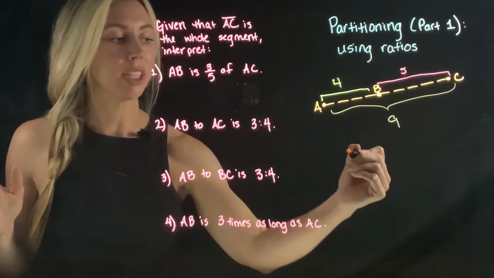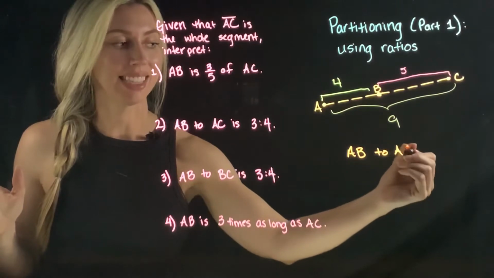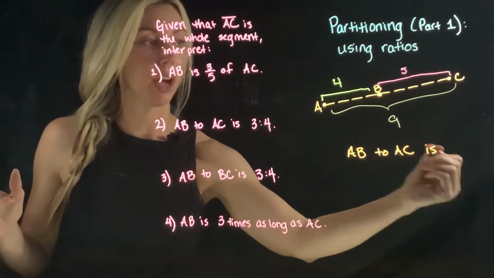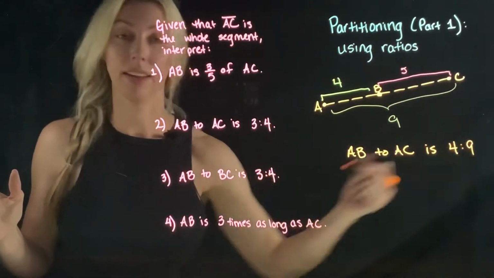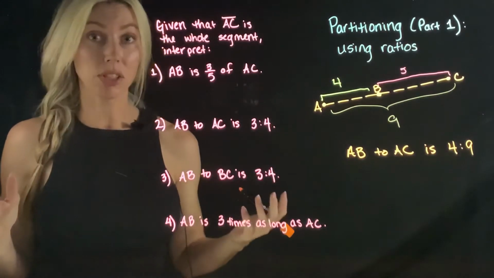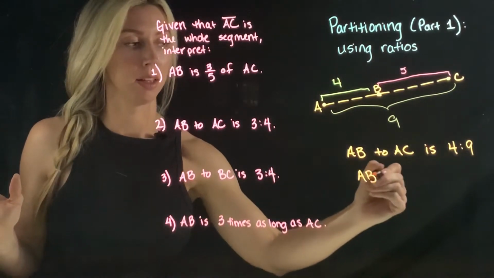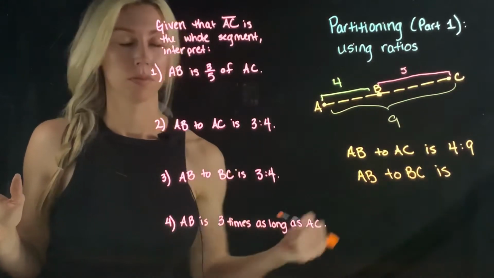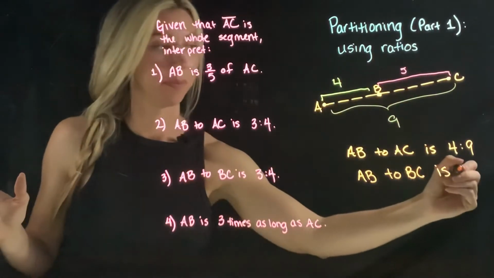So if I said, what is the ratio of AB to AC? If I asked you for that ratio, you would say that that ratio is 4 to 9. I could also ask you for the ratio of AB to BC. So that ratio from AB to BC would be 4 to 5.